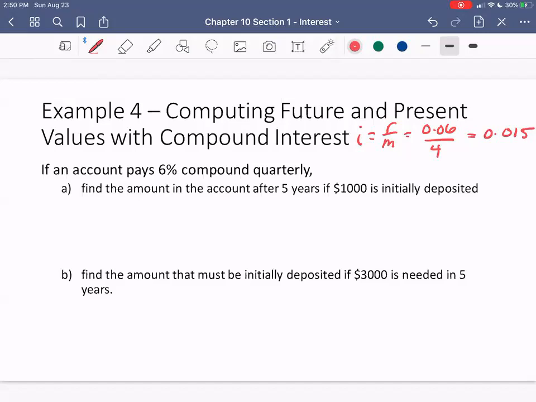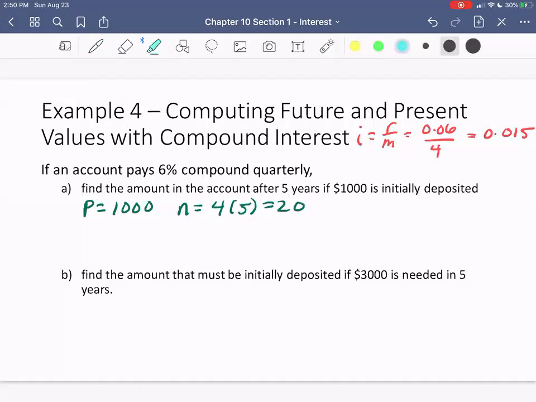Remember, your N is the number of periods. Just keep that in mind. Okay, so letter A: find the amount in the account after 5 years if $1,000 is initially deposited. So what does it tell you? It tells us that our principal is $1,000. It also helps us find N, because N is the number of periods. If it's after 5 years, I should know how many periods per year and multiply that by the number of years. So far, it's only been 1 year, but now we're extending it further. If it's quarterly, it's compounded 4 times per year, and there's 5 years. So our N is 4 times 5, which is 20.